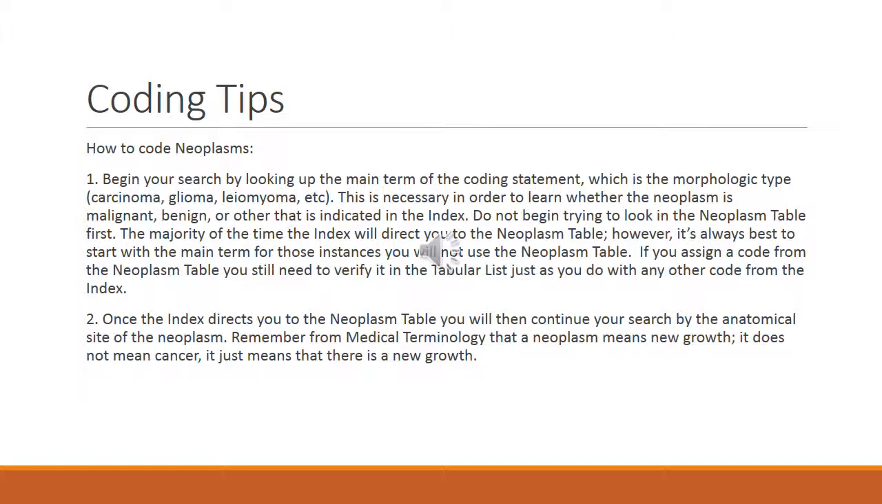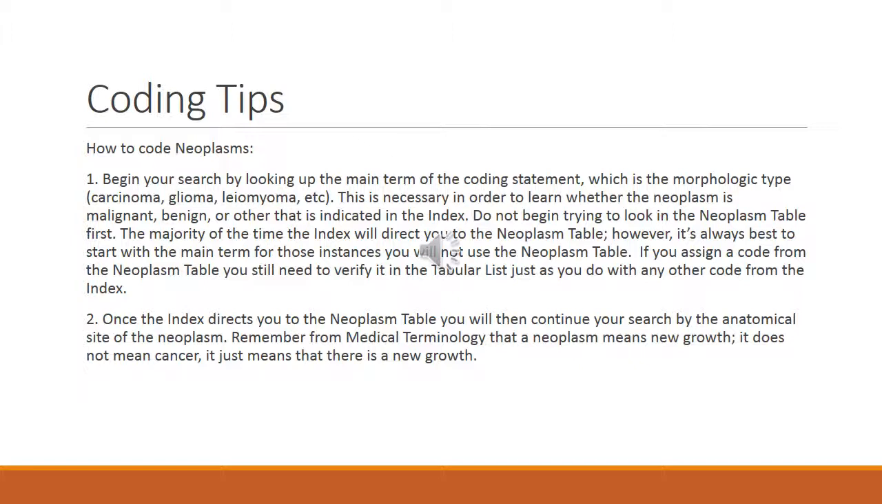How to code neoplasms. Number 1. Begin your search by looking up the main term of the coding statement, which is the morphologic type, such as carcinoma, glioma, or a leiomyoma. This is necessary in order to learn whether the neoplasm is malignant, benign, or other that is indicated in the index. Do not begin trying to look in the neoplasm table first.